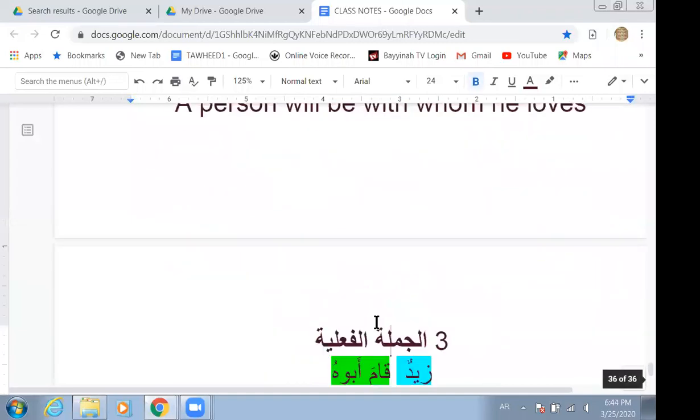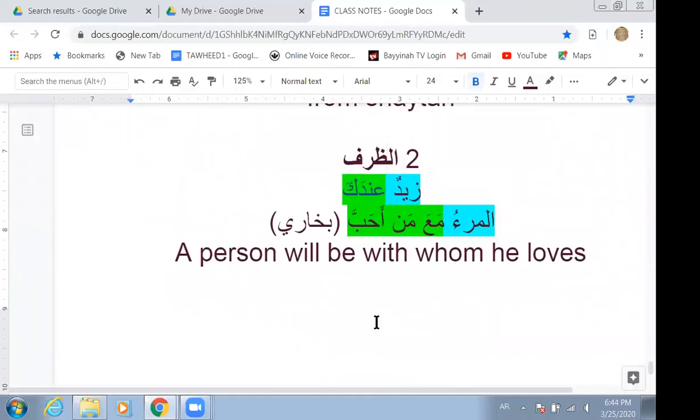Second is with the zarf. So we will get into detail what is zarf in the next few classes, inshallah. Most of us know it, but even if there is an explanation needed, we'll get into it in the next few classes. Zaidun indaka: Zaidun is the mubtada, indaka, inda is the zarf. So Zaid is with you.